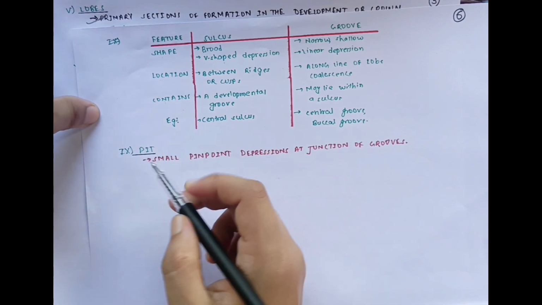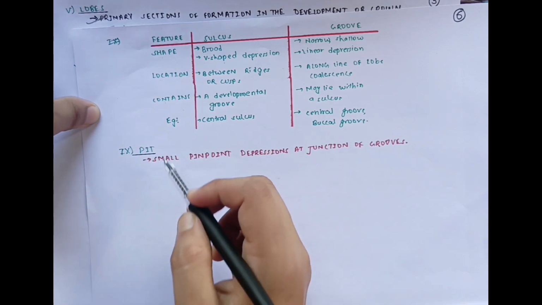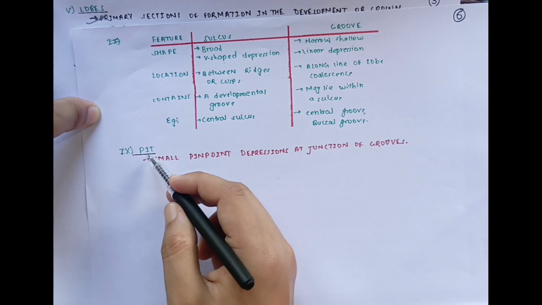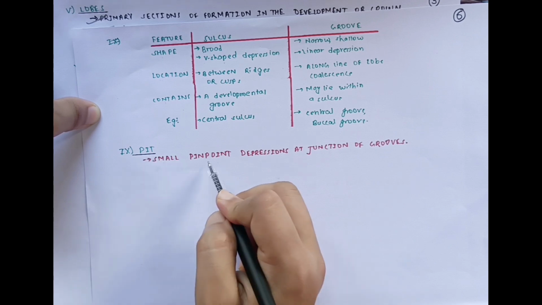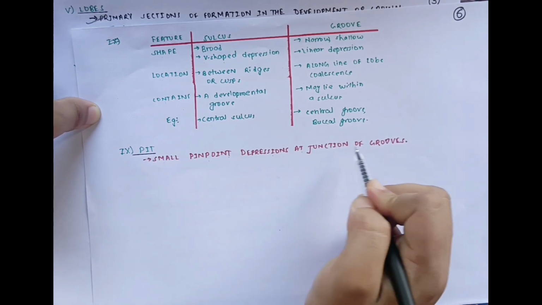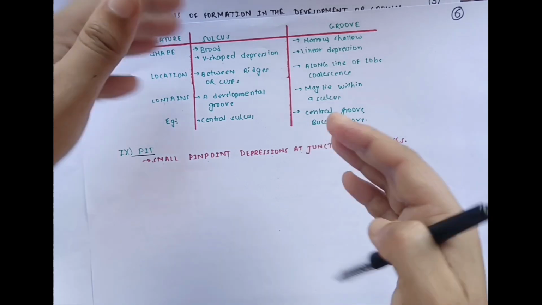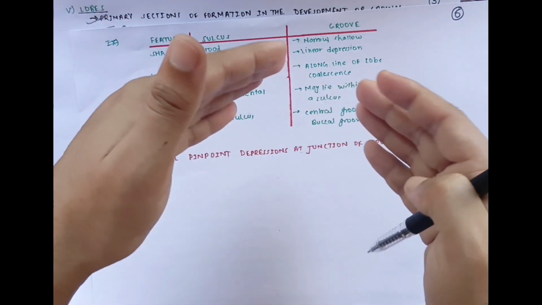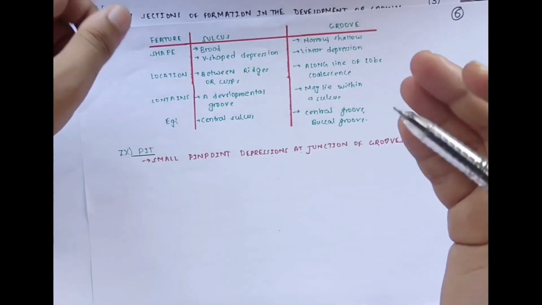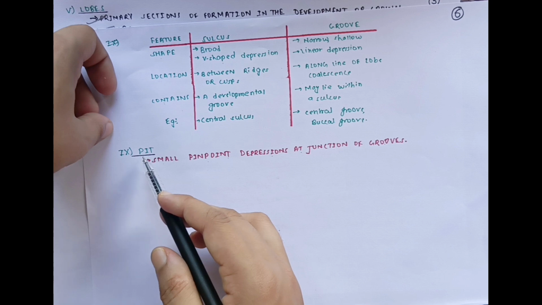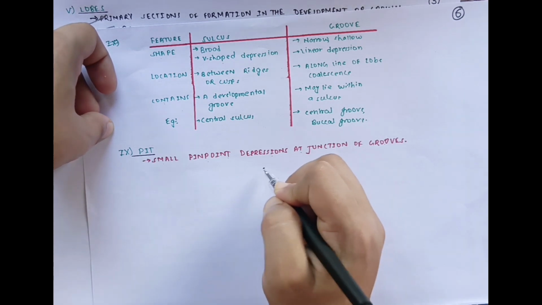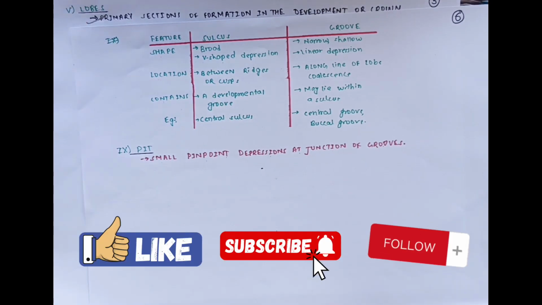Our last heading to be discussed today is the pit. Pits are small pinpoint depressions at the junctions of the grooves. When both the grooves come and meet at a point, these points are called pits. They are small pinpoint-like depressions at the junction of the grooves.